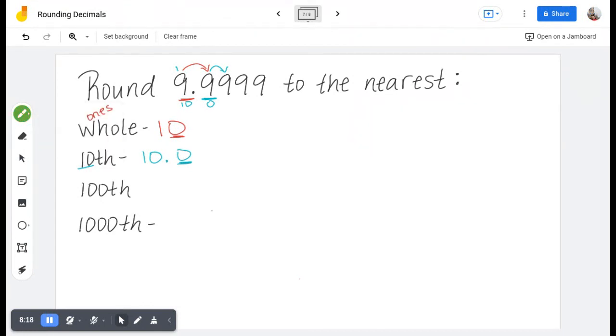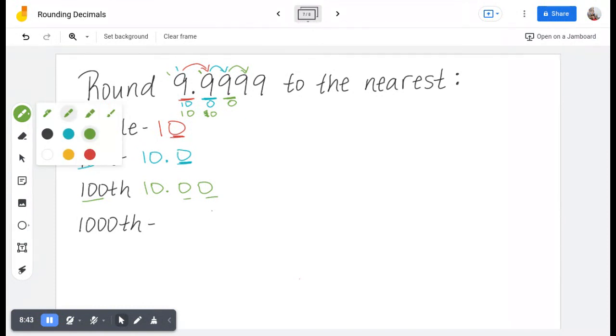Next one says hundredths. We already know with them all being 9s, it's going to mean go up, right? So 0, carry the 1, that's going to become a 10. But we can't put the 10, so put the 0, carry the 1. This one we can put a 10. So 10.00 because it said to stop in the hundredths place.